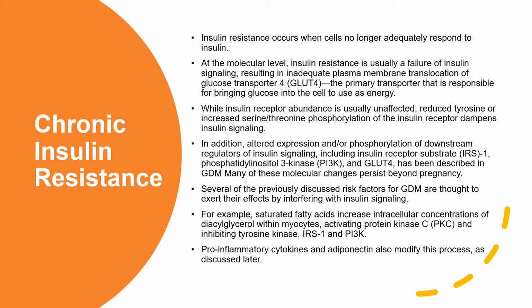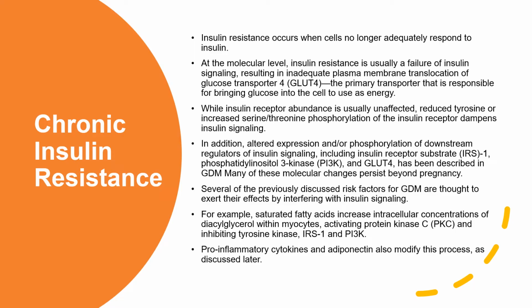Next is chronic insulin resistance. Insulin resistance occurs when cells no longer adequately respond to insulin. At the molecular level, insulin resistance is usually a failure of insulin signaling, resulting in inadequate plasma membrane translocation of glucose transporter 4, or GLUT4, the primary transporter that is responsible for bringing glucose into the cell to use as energy. The rate of insulin-stimulated glucose uptake is reduced by 54% in GDM when compared with normal pregnancy.